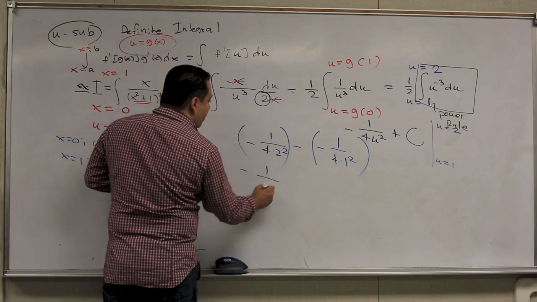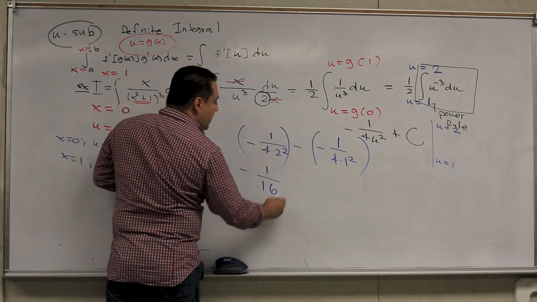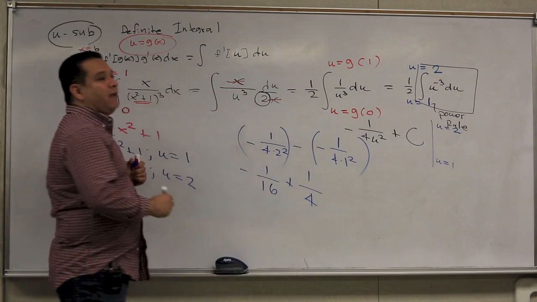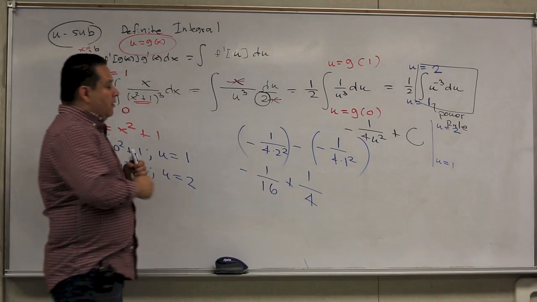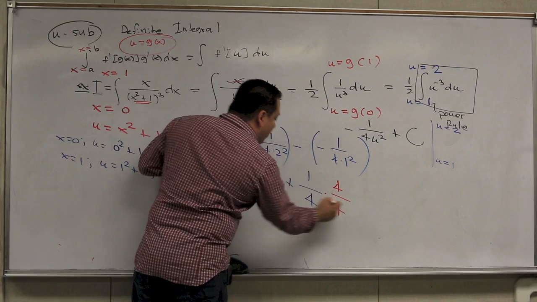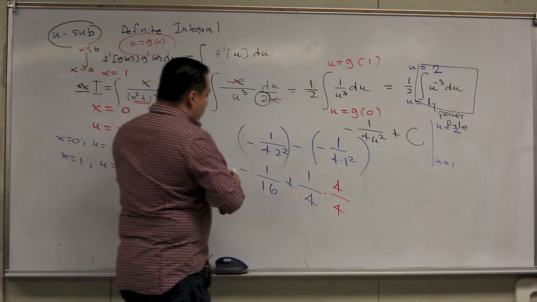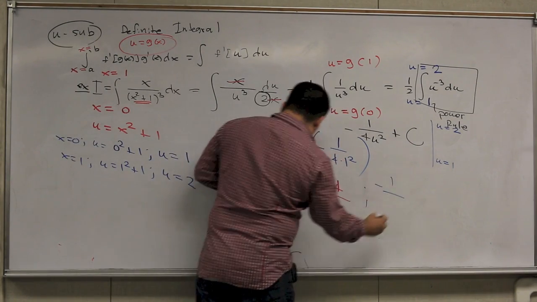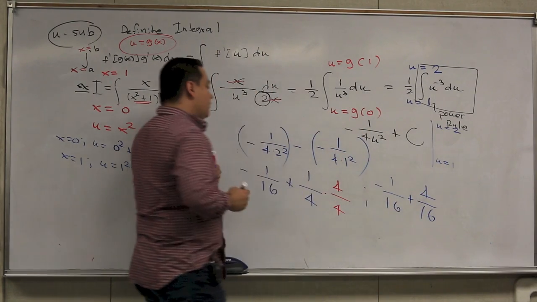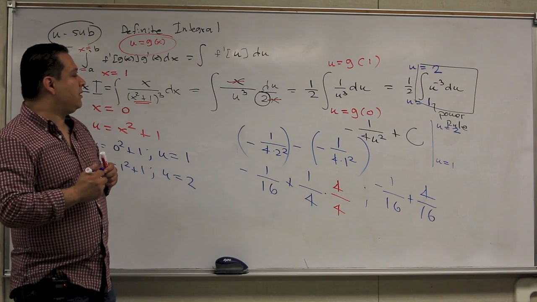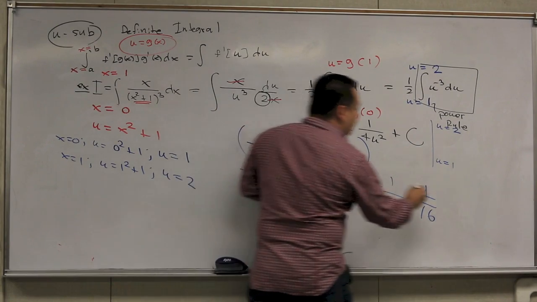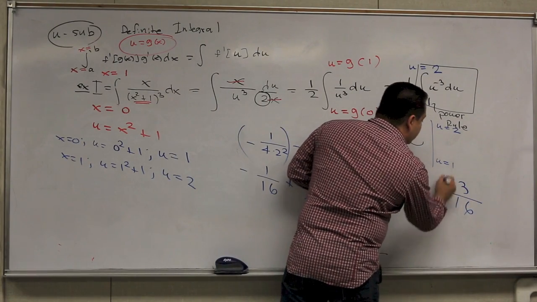So I now get 1 over, oh, what's this? 16 plus 1 over, what's this? 4. You got to know how to add fractions when you take calculus. They have different denominators. What do you guys do? Personally, I multiply top and bottom by 4. So what this gives me is negative 1 over 16 plus what? 4 over 16. What's negative 1 over 16 plus 4 over 16? That's 3 over 16. Remember your c went away. We didn't mention that, but your final answer is going to be 3 over 16.